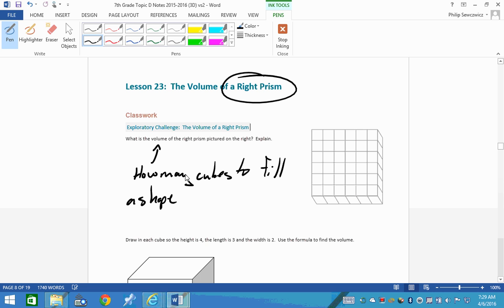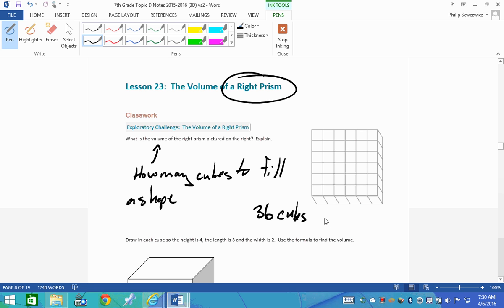Area is how many squares it takes to fill in a shape. So area is for two-dimensional shapes. Volume is how many cubes we end up filling in a three-dimensional shape. So if we look at our cubes here, it's 1, 2, 3, 4, 5, 6. 1, 2, 3, 4, 5, 6. 6 times 6, yeah, there's 36. So your volume is 36 cubes that we're looking at here.